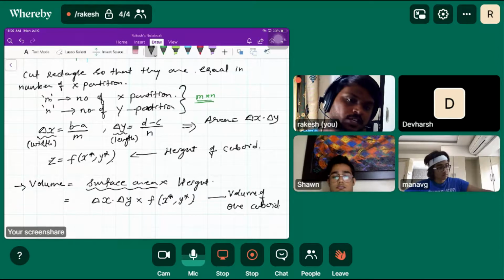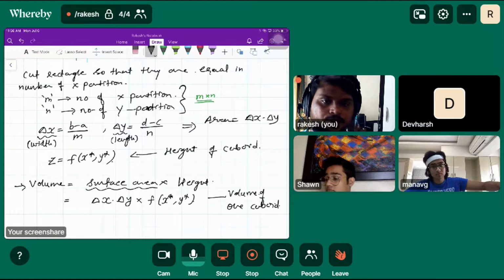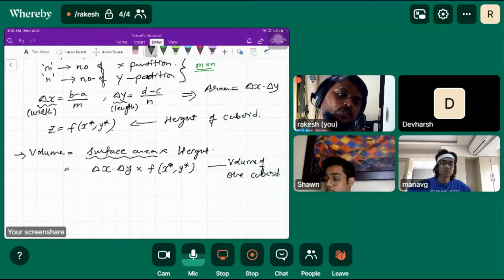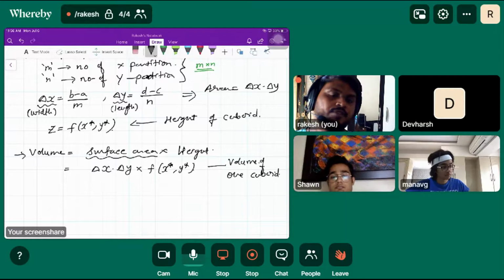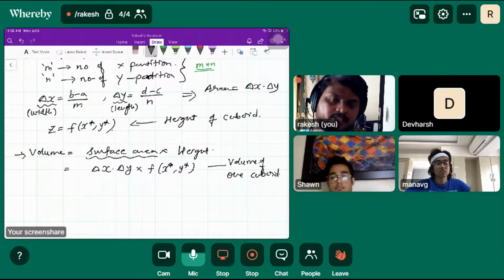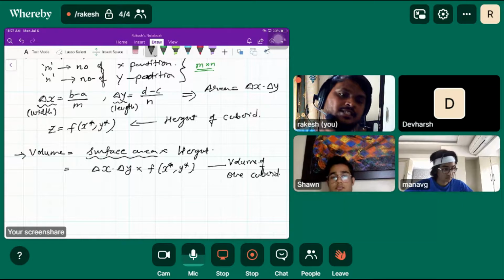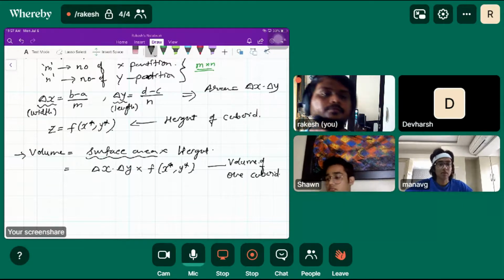Volume of one cuboid, right? So how do we find out the volume under the surface, the total volume under the surface? And in this case, are all the volumes of the cuboids the same? No.